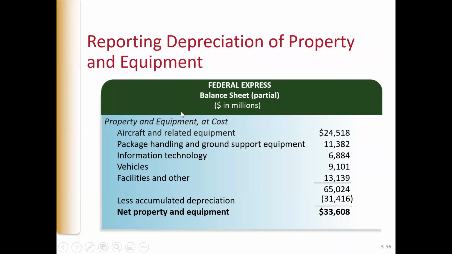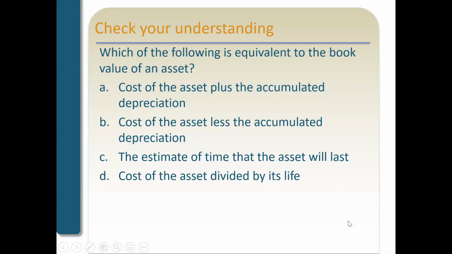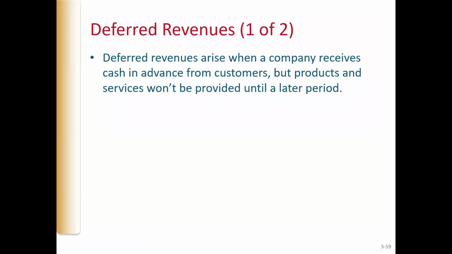Depreciation. Here you see in FedEx how they list their assets and then they show the accumulated depreciation here, which means all of the depreciation that has been taken on these above assets. So they list the assets at cost less this accumulated depreciation shows us the net book value of their assets. Which of the following is equivalent to the book value of an asset? It's going to be cost of the asset minus the accumulated depreciation. Okay, that's what we've used already. That's how much depreciation we've taken against those assets.